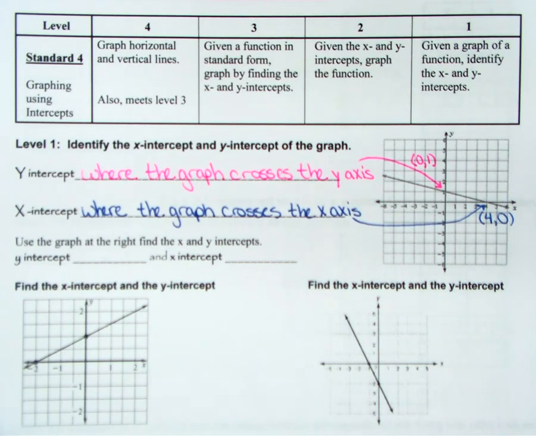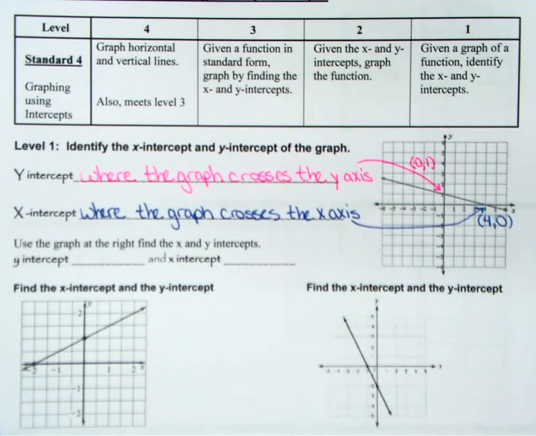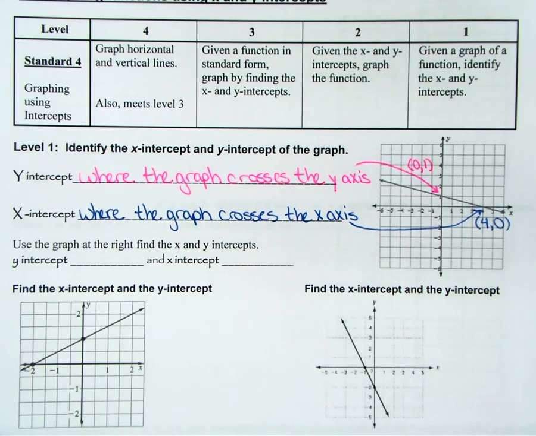Standard 4. It's our last standard in Unit 4. So let's go over what the scale entails and what you need to know in order to successfully pass this standard. Our scale starts with a level 1, and that's what we're going to cover today. Level 1 just simply asks you to be able to identify what is the x-intercept and what is the y-intercept from a line that's already graphed.